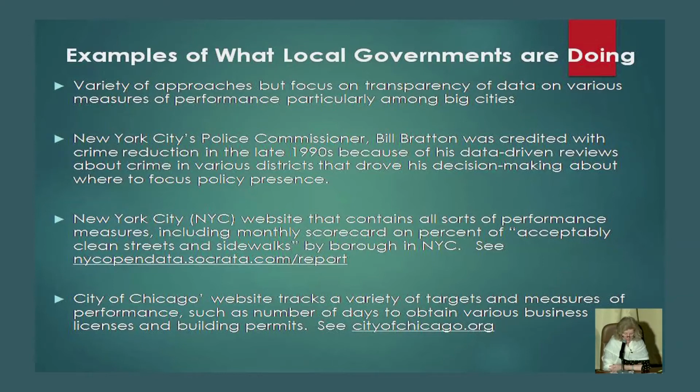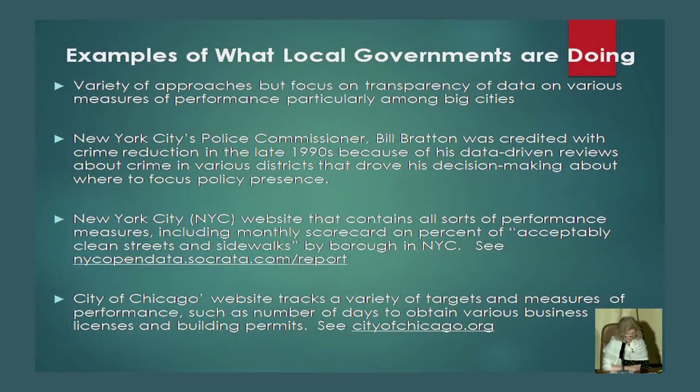An example here is the New York City Police Commissioner in the 1990s, who was really focused on reducing crime in New York City. The mayor was pressing him hard because people didn't want to come into the city. It was too dangerous to walk around. So he set up these very data-driven reviews on crime by district and drove his decision making about where to focus police presence. And that had an impact. More broadly, New York City has a website that contains all sorts of performance measures, including monthly scorecards on the percent of acceptably clean streets and sidewalks by section of New York City. So every month that comes out on a website and people in the city can see how their bureau is doing.